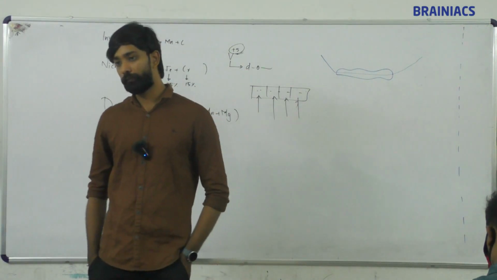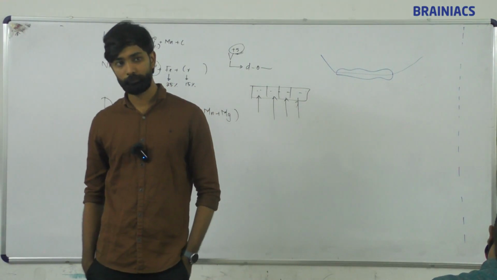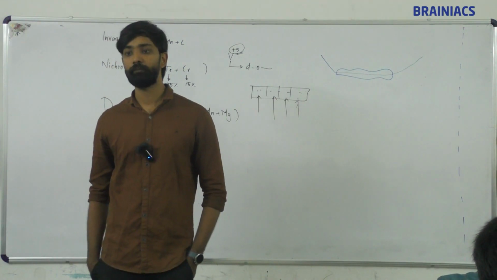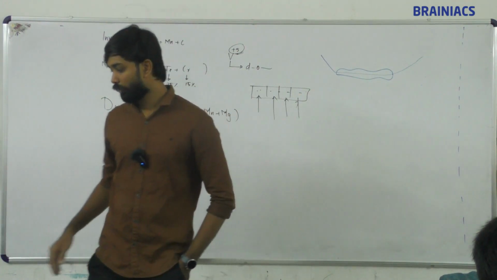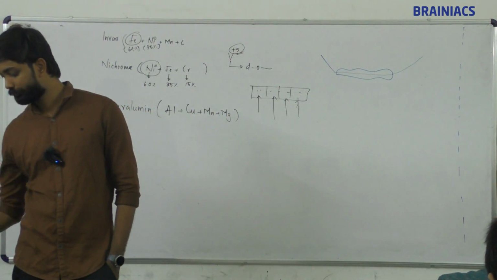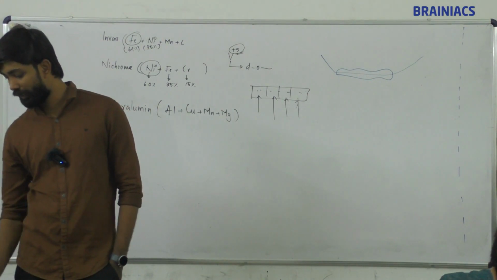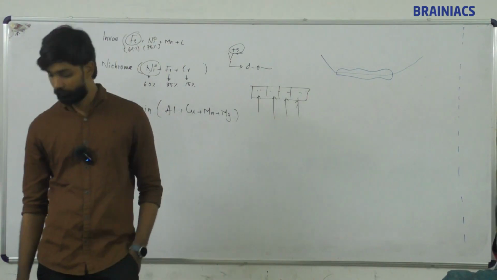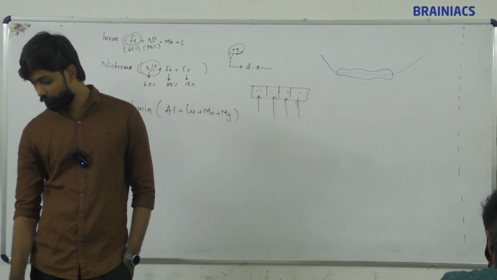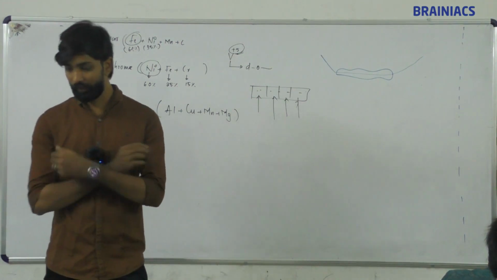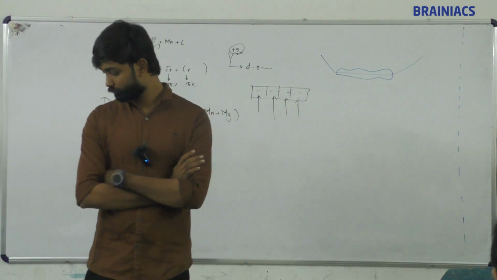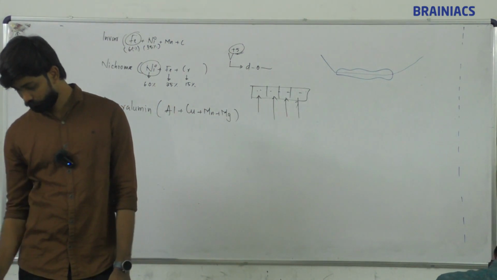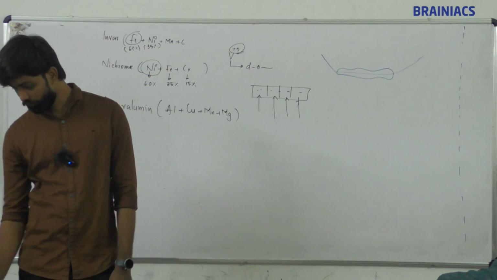The alloy of mercury with the metals other than Fe and platinum is called an amalgam. Alloys of metals with mercury, other than Fe and platinum, are called amalgams. Ready? These all are the important alloys.